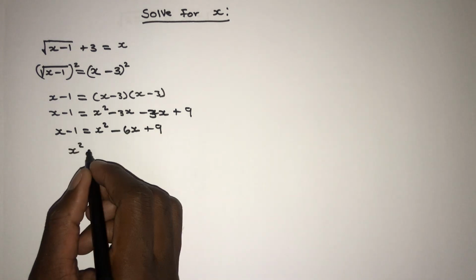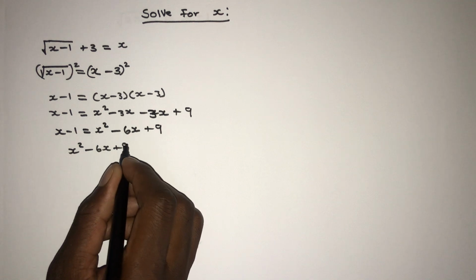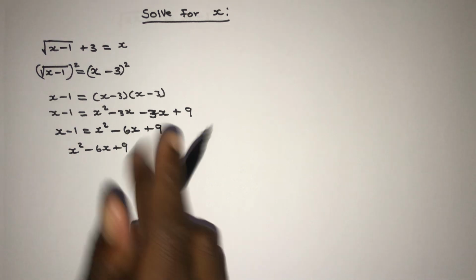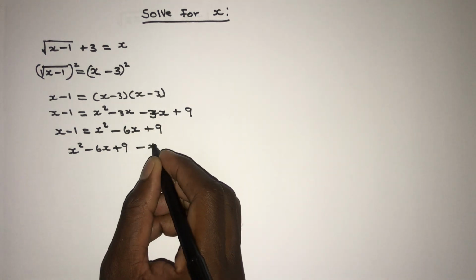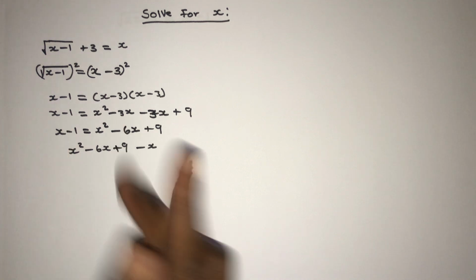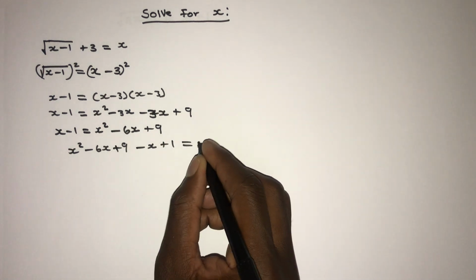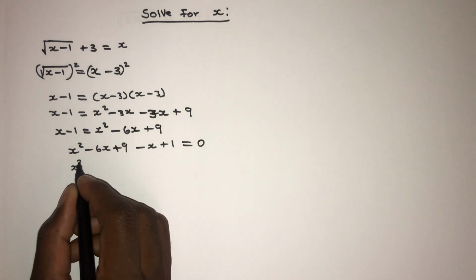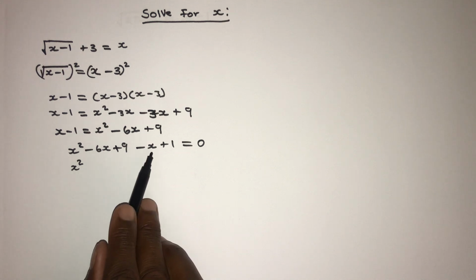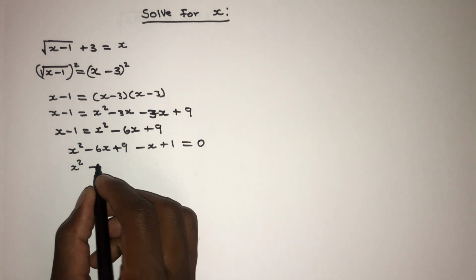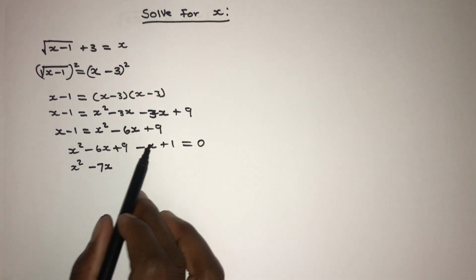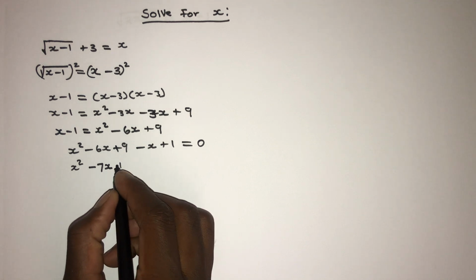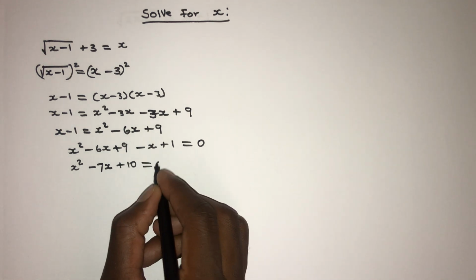Then let's take this to the other side. Let's start with x squared minus 6x plus 9. Then we take x to the other side, it becomes minus x. We take this negative 1 to the other side, and it becomes positive 1. Then everything will equate to 0. Let's check the like terms. X squared is alone. Then minus 6 minus 1 is going to be minus 7x, since the signs are the same, so we add. Then 9 plus 1 is going to give us 10. Then we equate to 0.